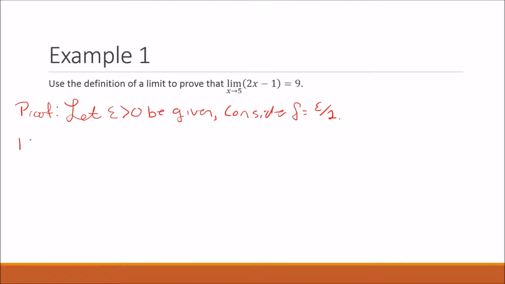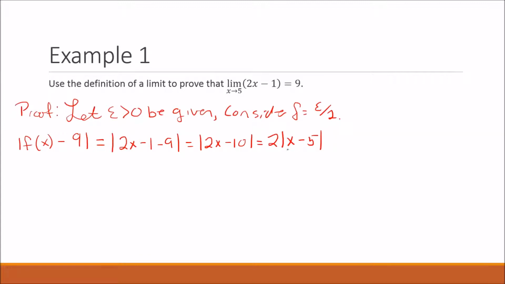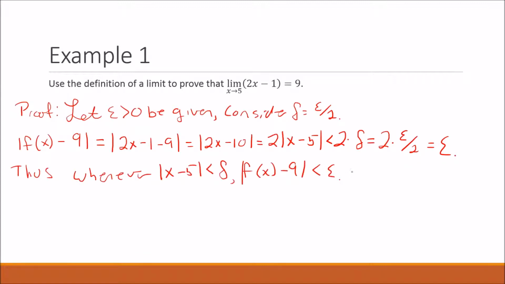Now what we have is the absolute value of f of x minus 9 is equal to the absolute value of 2x minus 1 minus 9 is equal to the absolute value of 2x minus 10 is equal to 2 times the absolute value of x minus 5. We know we wanted x minus 5 to be less than delta, so this is less than 2 times delta, but we said delta was equal to epsilon over 2, so this is 2 times epsilon over 2, which is epsilon. Thus, whenever x minus 5 was less than delta, f of x minus 9 was less than epsilon. Therefore, we have the limit as x goes to 5 of 2x minus 1 is equal to 9.